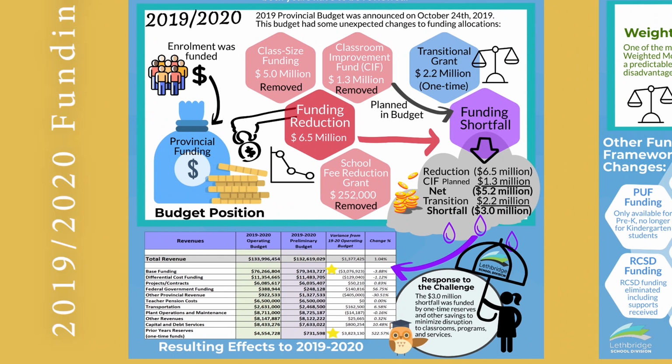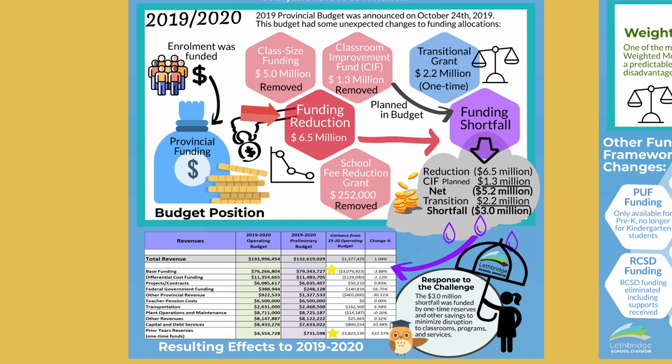Starting with the 2019-2020 budget, there were some significant effects from the 2019 provincial budget that was announced on October 24th, 2019. This included an overall funding reduction of $6.5 million of grants that were eliminated. To support in this transition, the province did provide one-time transitional grant funding of $2.2 million. During the planning of the 2019-2020 budget, the division had expected the elimination of the SIF funding and did not include this grant in the budget. Therefore, after the effects of the transitional funding and that the division had already planned that the SIF would not be included, the division still faced a $3 million shortfall in funding.